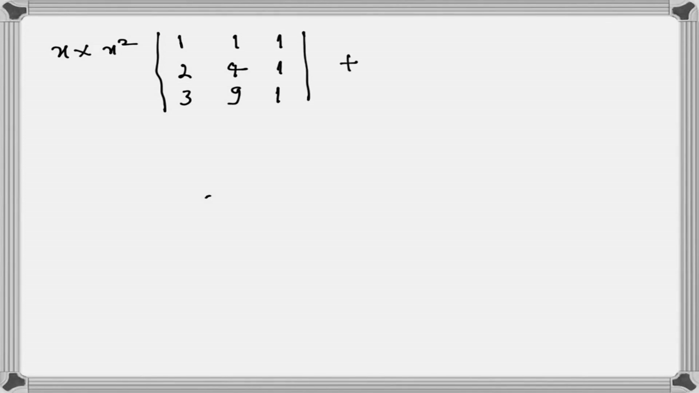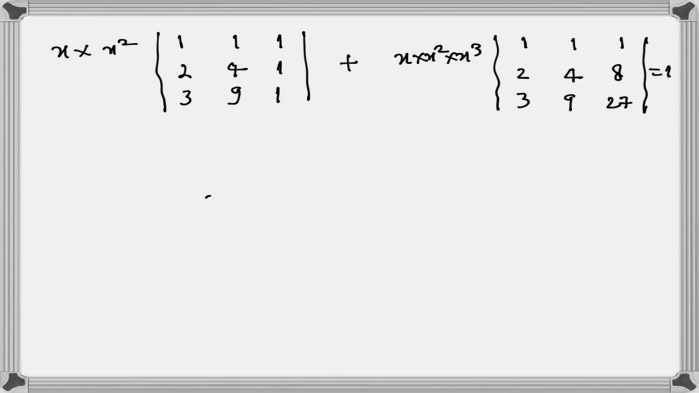What I will do is take x common from column 1 and x square from column 2 in the first determinant. So we get 1 2 3, 1 4 9, 1 1 1, plus, in the second determinant, I'll take x from column 1, x square from column 2, x cube from column 3, giving x into x square into x cube, and we get 1 2 3, 1 4 9, 1 8 27. This is equal to 10.